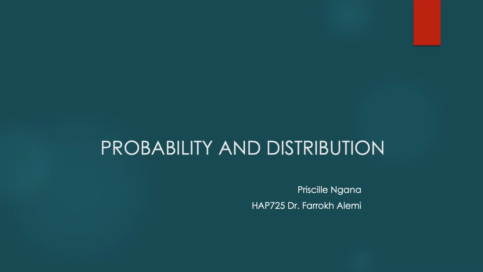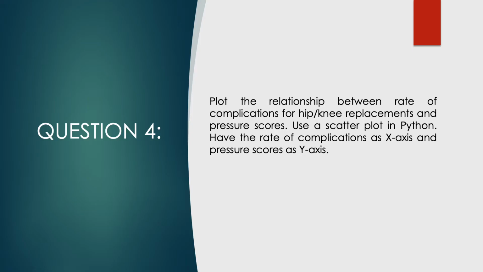For this assignment, I will be answering question 4 on probability and distribution. Question 4 asks us the following. Plot the relationship between rate of complications for hip knee replacements and pressure scores. Use a scatter plot in Python. Have the rate of complications as x-axis and pressure scores as y-axis.